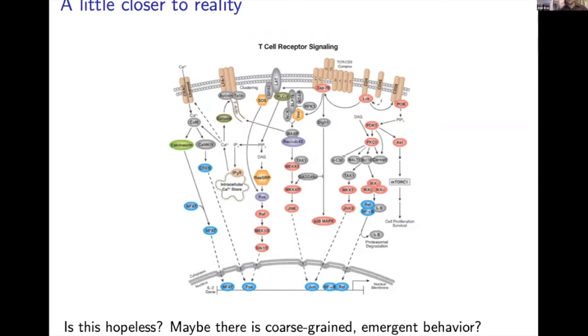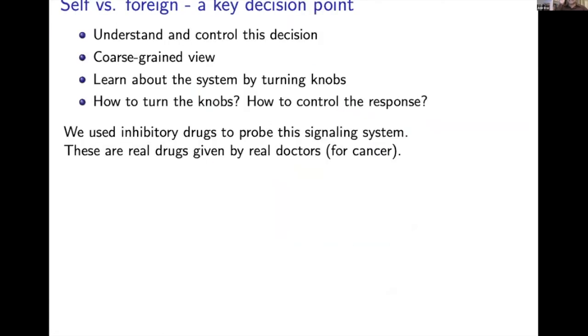And we wanted to focus on this, specifically this self versus foreign, this key life and death decision point. And we wanted to understand and control this decision, and to do that using a coarse-grained view, right? So how would you do that? Well, one way to try to understand something in a very coarse way is to start turning knobs and pushing buttons if you have some, and seeing what happens. Okay, but these are live cells, so how do you turn their knobs?